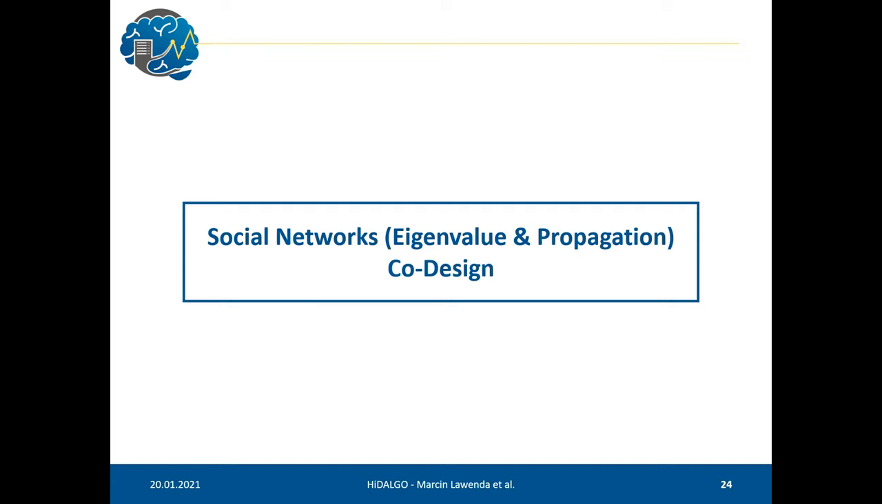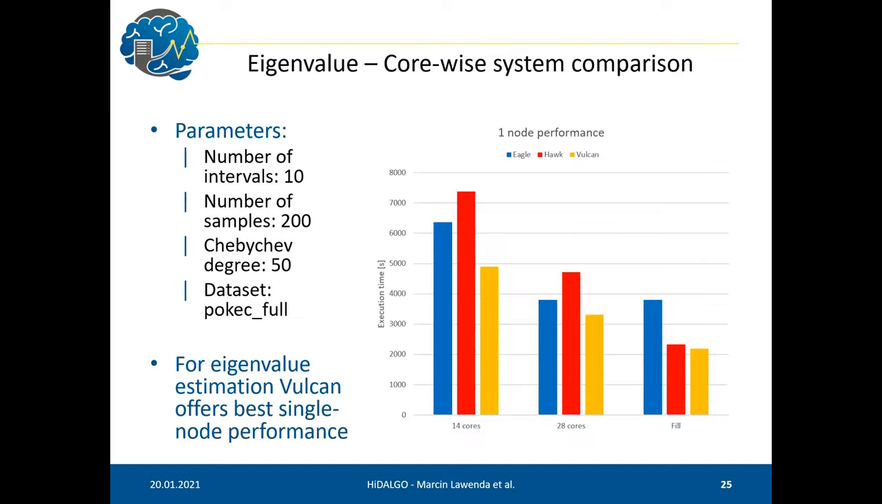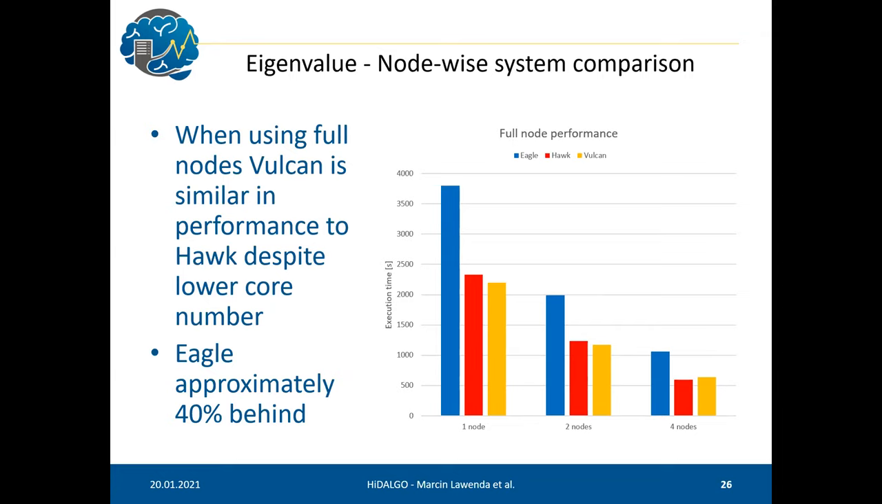In the case of the third use pilot, which is the social network and these two applications, the eigenvalue and the messages propagation, for scenario one, we received the following figures, which are presented on this chart. For the eigenvalue estimation, Vulkan offers the best single node performance. And when using the full node, the Vulkan is similar in performance to the Hawk, despite the lower core number. Which is a little bit surprising, and the Eagle is approximately only 40% behind, even though its number of cores is much smaller.